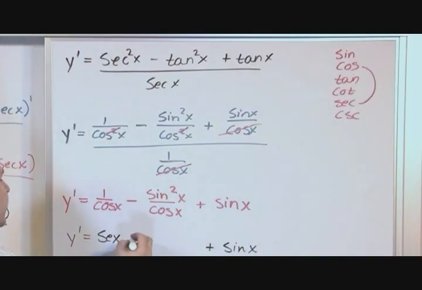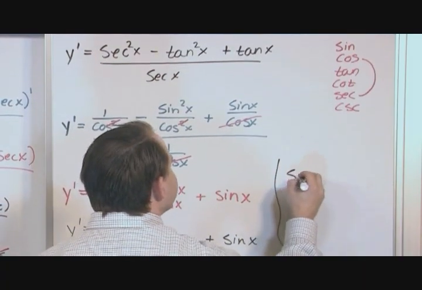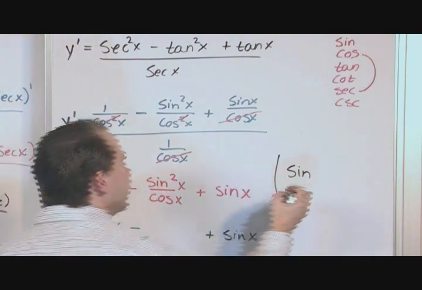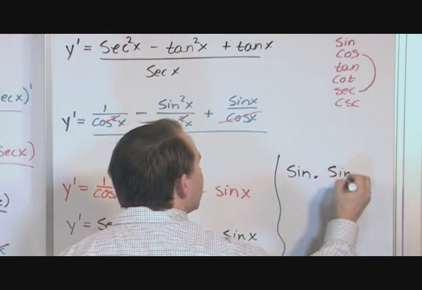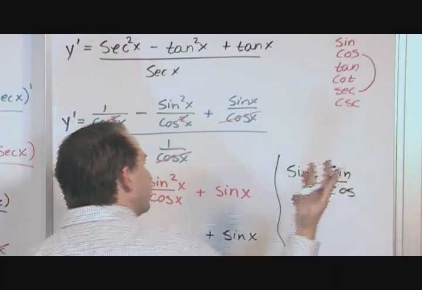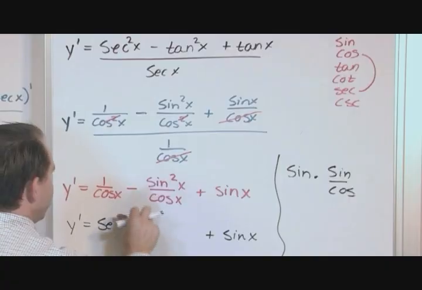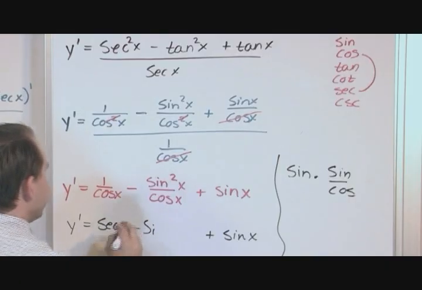Now we're left with this middle term here, sine squared over cosine. How can I handle that? Well, when you think about it, let me do a little side here. Sine squared over cosine can be written as sine times sine over cosine, which is sine times tangent. Sine over cosine is always tangent. So here we're going to have secant of x.